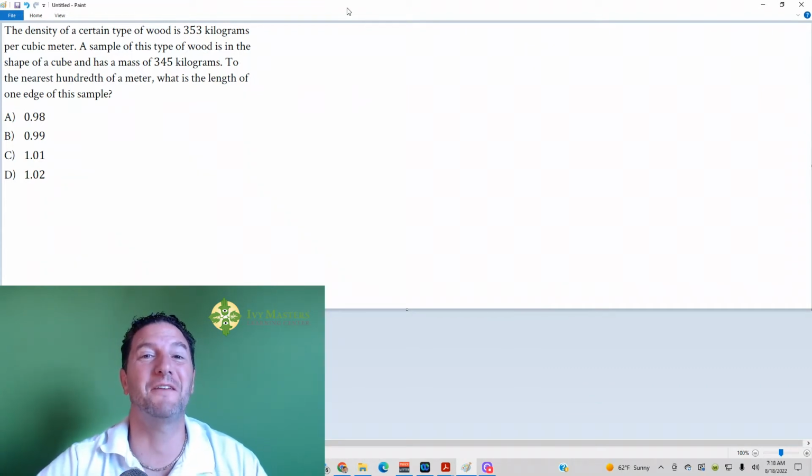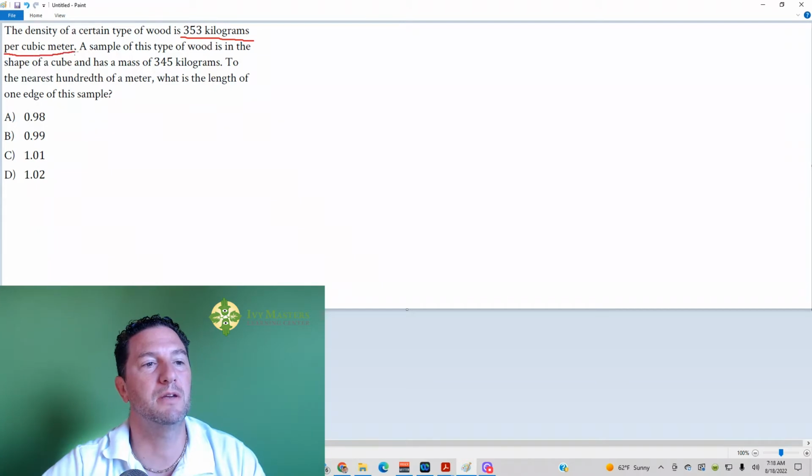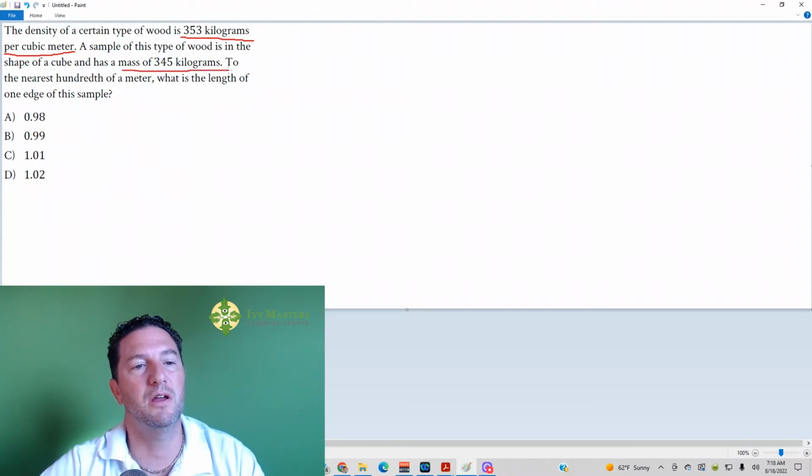And today we're going to look at the 15th sample question from this new digital released SAT. Number 15 reads, the density of a certain type of wood is 353 kilograms per cubic meter. A sample of this type of wood is in the shape of a cube and has a mass of 345 kilograms. To the nearest hundredth of a meter, what is the length of one edge of this sample?